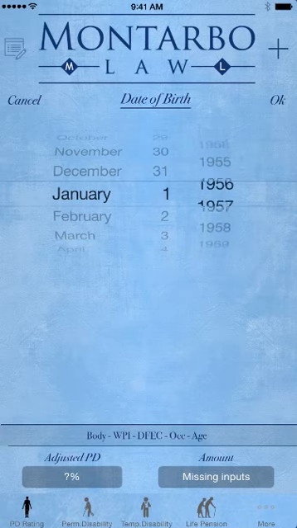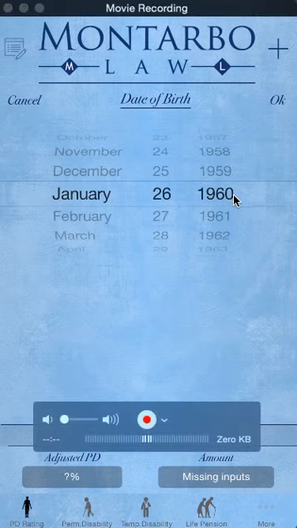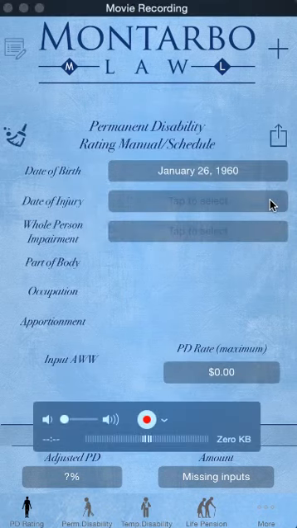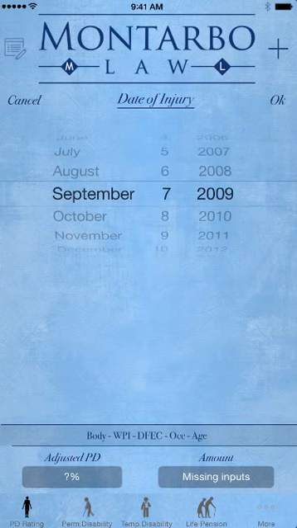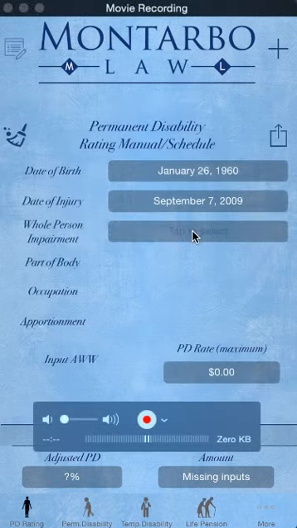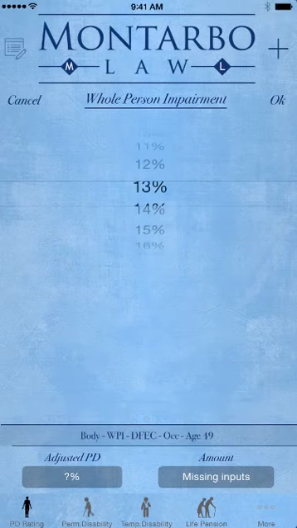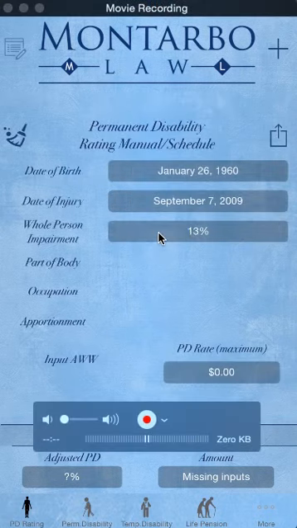We're going to put in the date of birth. The date of birth in my hypothetical, the applicant was born January 26, 1960. You can either tap on the OK or tap on the roller, and I just tapped on the roller. Next, you have the date of injury. On the date of injury, let's say it's a September 7th, 2009 date of injury. Next, you have the whole person impairment. On the whole person impairment, we're going to say this is a low back DRE3, 13% whole person impairment. So I'm going to tap on that. You can see that the box has been filled.